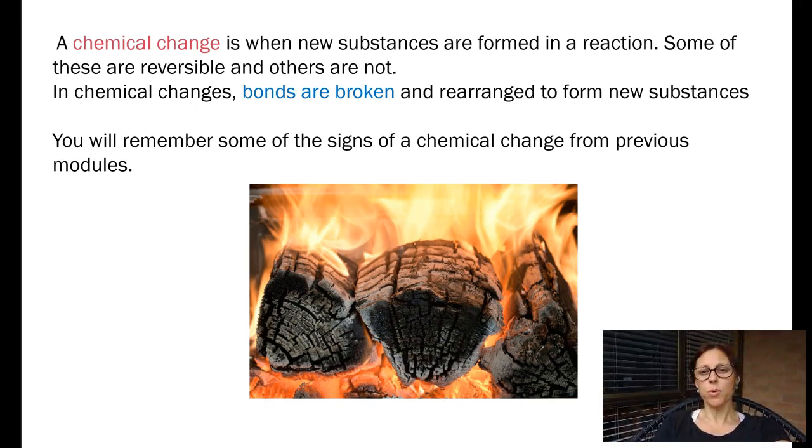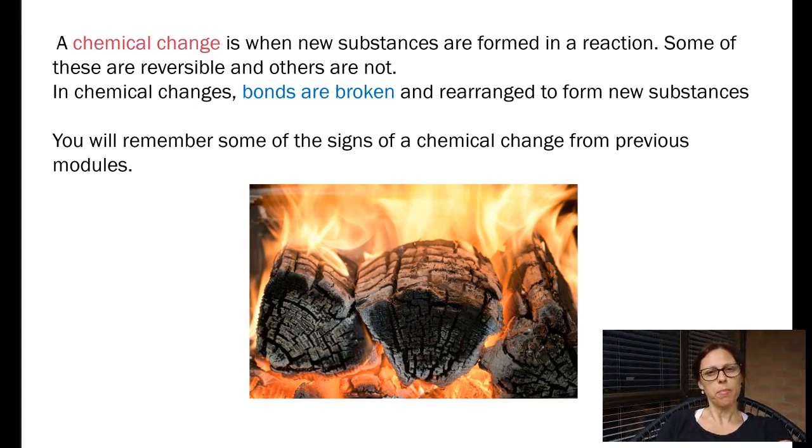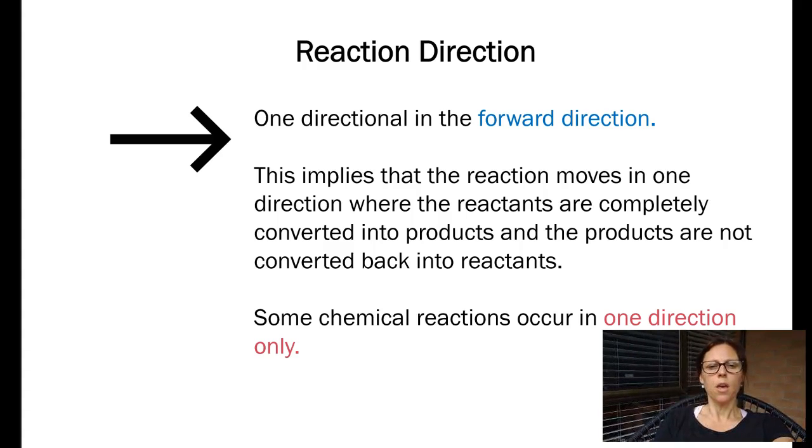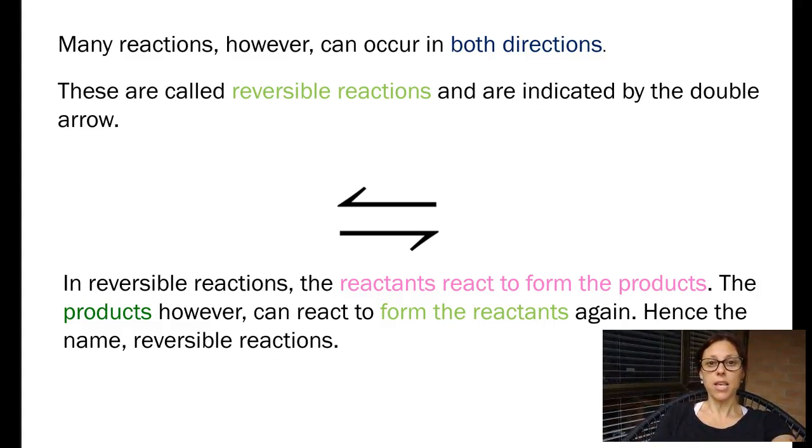A chemical change is when new substances are formed in a reaction, and some of these are reversible, but others aren't. So in a chemical change, you'll remember from year 7, that's when our atoms are rearranged and new substances are formed. So most of the reactions you've seen to date have been with a single arrow, and that implies a forward direction, and it moves completely in one direction, and when the reactants are used up, the reaction is completed.